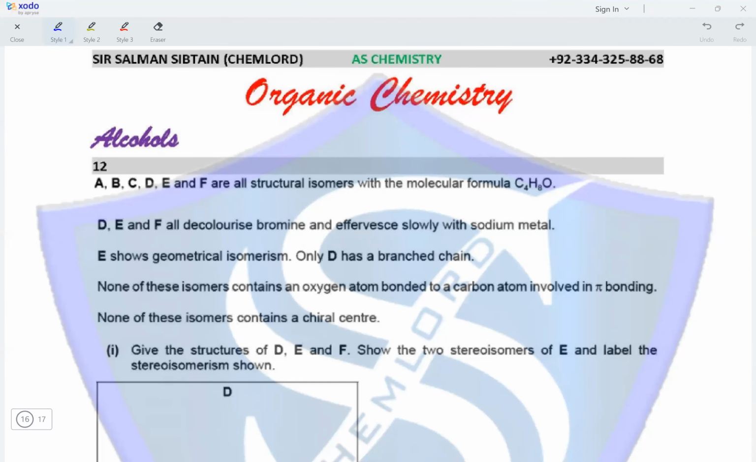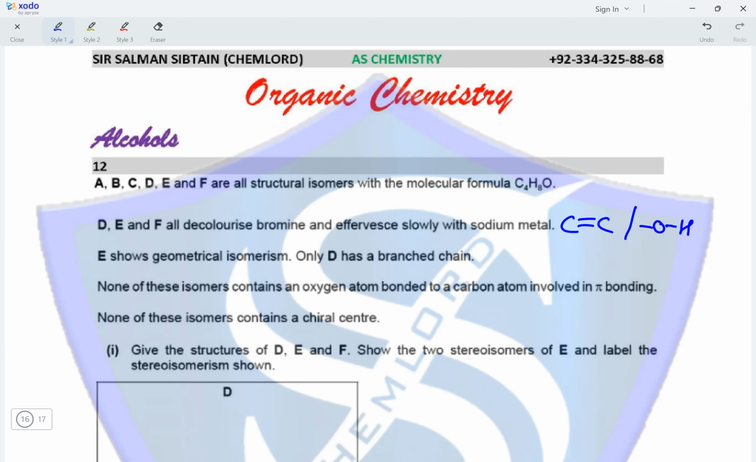Question 12. A, B, C, D, E, and F are all structural isomers with the molecular formula C4H8O. D, E, and F all decolorize bromine and effervesce slowly with sodium metal. So they have a double bond present and they have an OH group present in them. So they are an alkene and an alcohol group. E shows geometrical isomerism. Only D has a branch chain. So D is branch, E shows cis-trans isomerism or geometrical isomerism. So in E, the double bond will not be present on the terminal carbon atom.